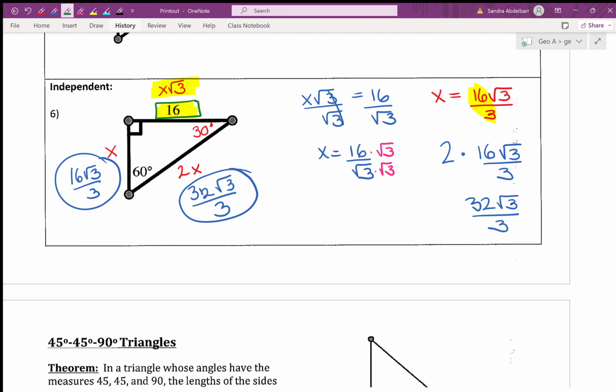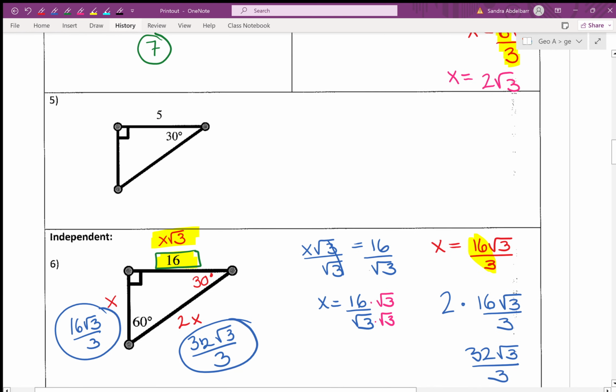How many people got that correct? That's it. Everybody else, did you find your mistake? Figure out what we did? Do you want to try another one then? Okay, go back to number 5 and do number 5 then before we move on to 45, 45, 90.